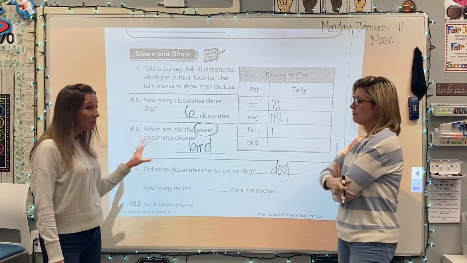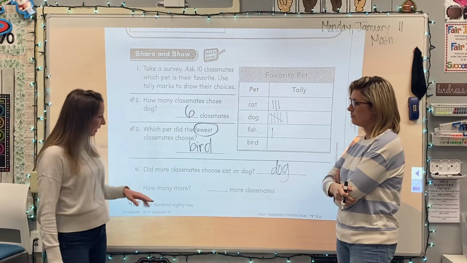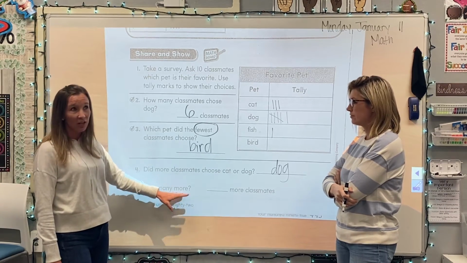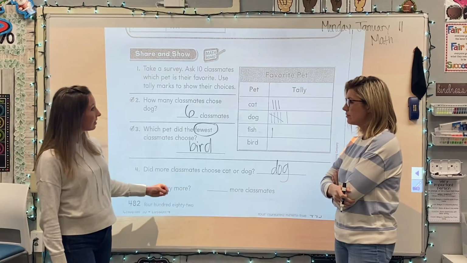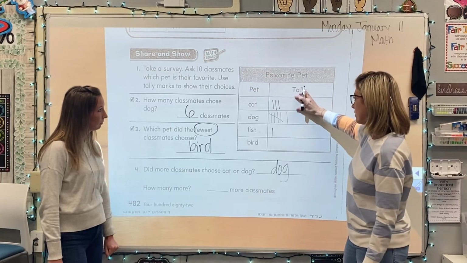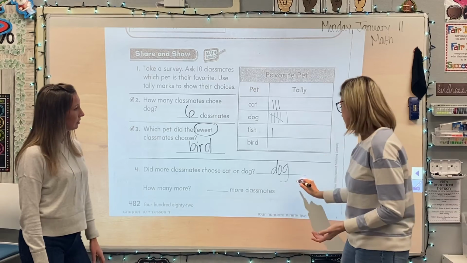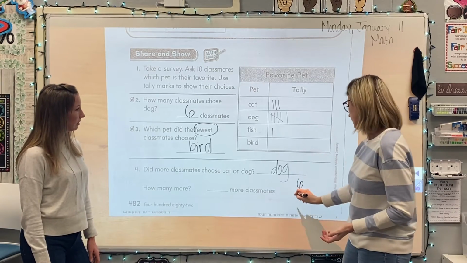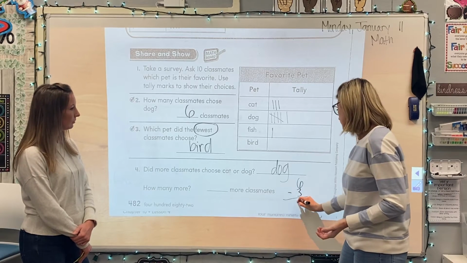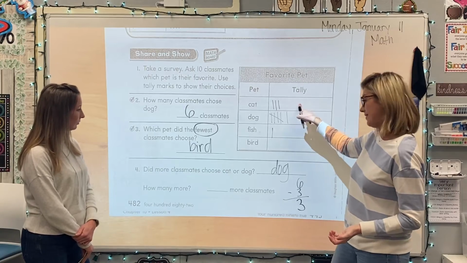Well, I remember that when we were doing addition and subtraction, we talked about keywords in word problems. And I remember how many more is really a comparing question. So we need to subtract the information. Okay, so our numbers are 6 for dog and 3 for cat. And when I subtract, I always start with my big number. So I'm going to start with 6. 6 people chose a dog, and I'm going to subtract the 3 people that chose a cat, and that's going to leave me with 3. So 3 more students chose a dog than a cat.